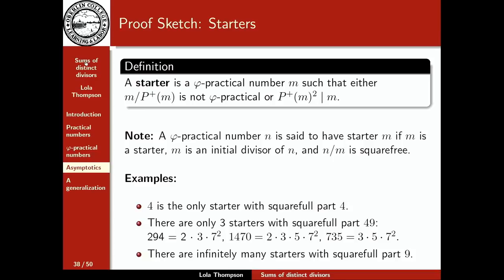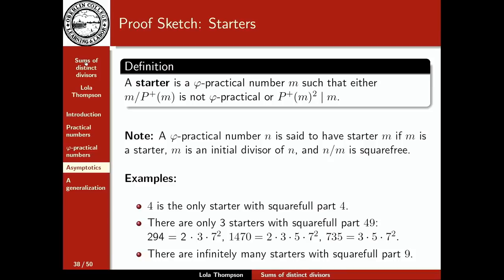And so we can observe that a phi practical number n will have starter m if m satisfies the definition of starter listed above, if m is an initial divisor of n, meaning that the largest prime factor of m is smaller than the smallest prime factor of n over m, and finally, if n over m is square free.